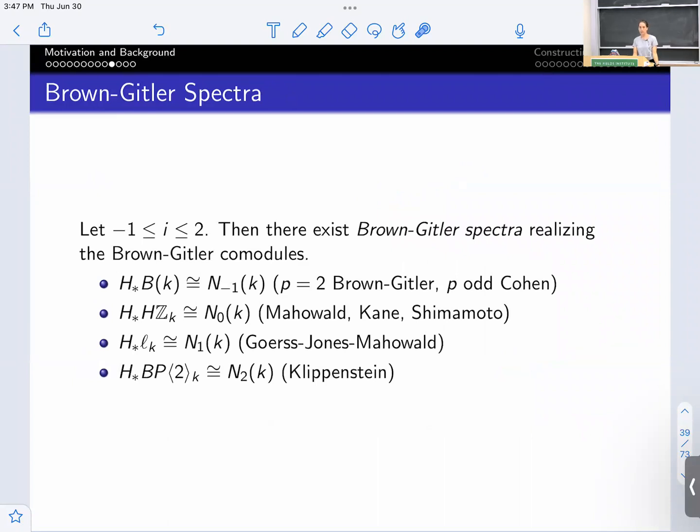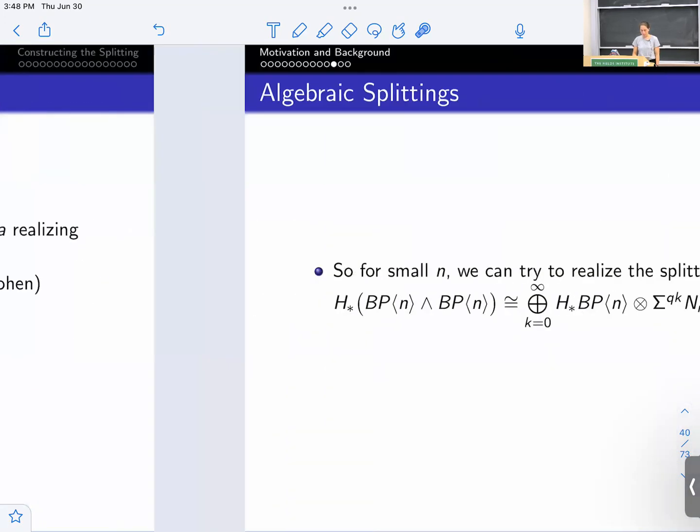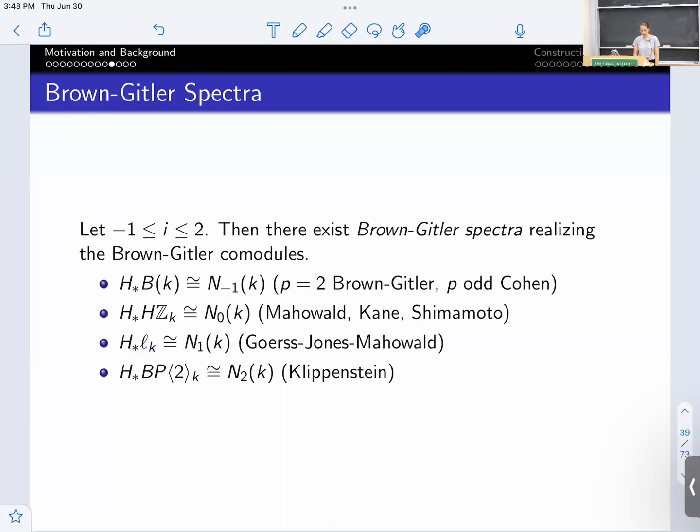So in order to actually realize this sort of splitting, we need to at least know that a spectrum with the appropriate homology exists. And so for I between -1 and 2, the Brown-Gittler spectra have been constructed, with contributions from many people, that actually realize these comodules. So for just N-1 of k, we were just looking at this filtration on the dual Steenrod algebra itself. These are due to Brown and Gittler at the prime 2, and odd primes due to Cohen. Then for N0 of k, this is Mahowald, Kane, and Shimamoto. These N1 of k are Gross-Jones-Mahowald, and N2 of k is due to Klippenstein. It's not actually yet known whether or not they exist for higher heights.